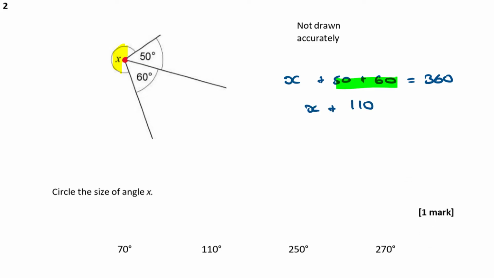So my X plus 110 is 360 degrees. And then taking 110 away from both sides will just leave me with X then, won't it? So that's going to cancel with that. It's going to leave me with X equals 360, take away 110. That's 250 degrees. So it's going to be that one.